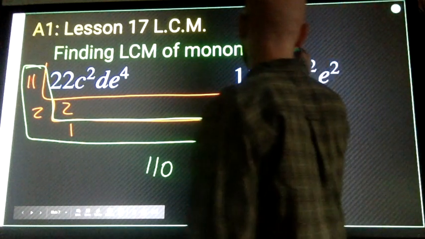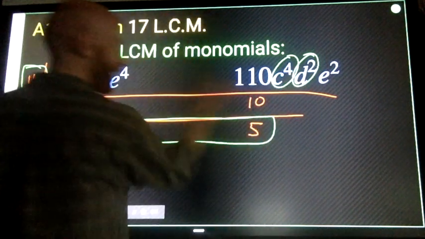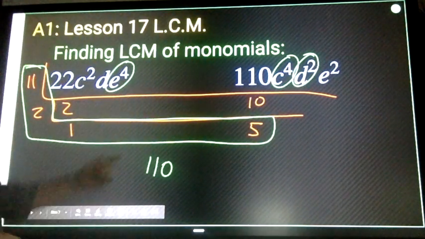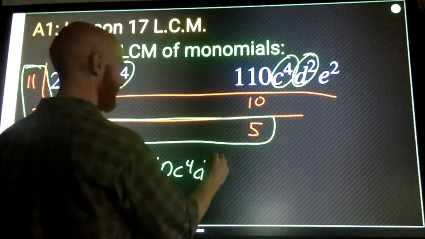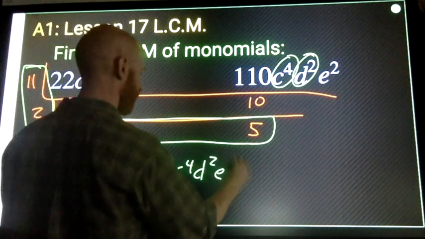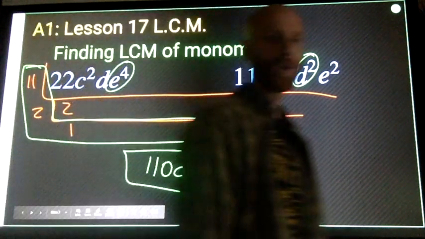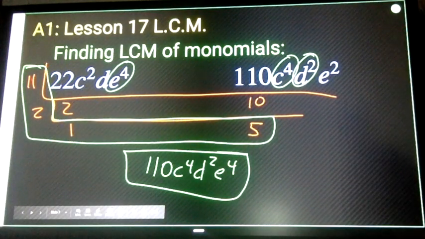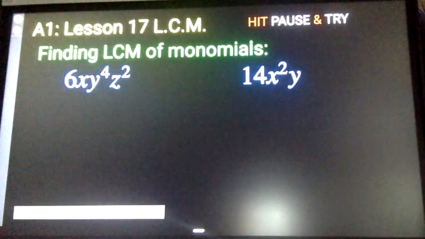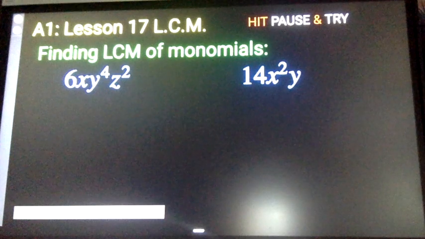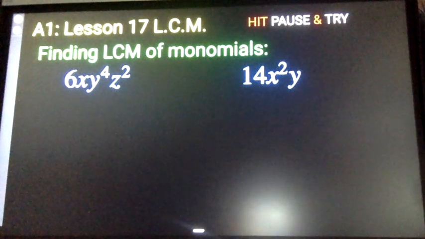Then for my variable terms, c to the fourth, d squared, e to the fourth. All right, bigger exponent for each of them, so c to the fourth, d squared, e to the fourth. All right, final answer, least common multiple. Cool. You try one, hit pause, try this, unpause, see how it goes.